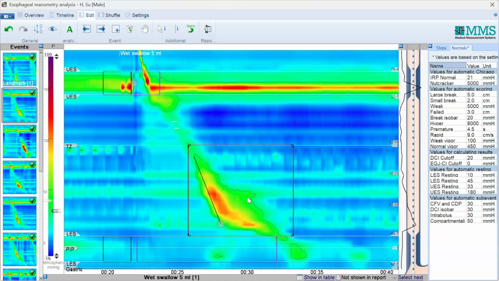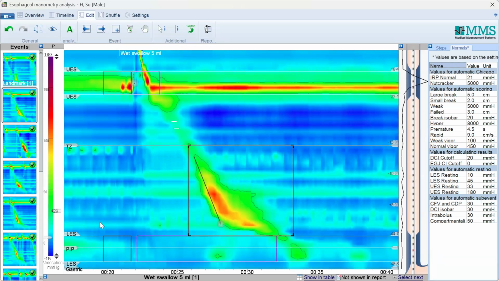Then, if we did all these things, upright position, supine position, and still there is high pressure in the LES, abnormal, we can say that it's conclusive that it's outflow obstruction. So this is the good thing from Chicago classification 4. But for achalasia, as I said, it's more clear.